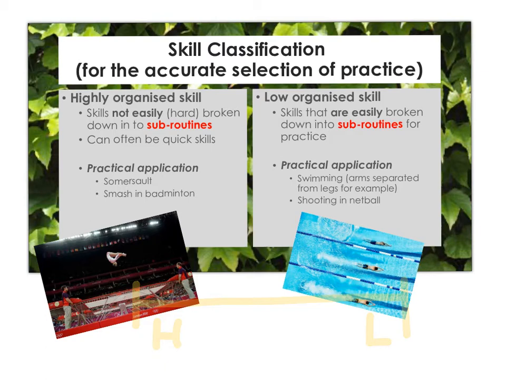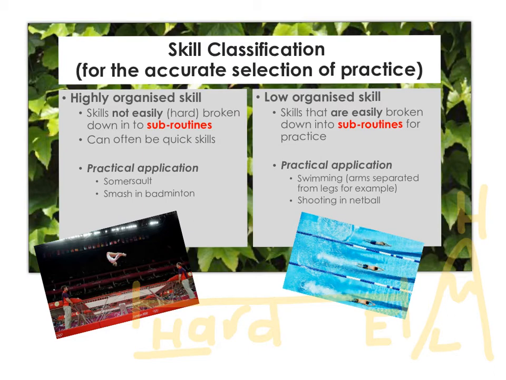In a highly organised skill it's very difficult to break those subroutines down and to identify them, and that's because they're often very quick skills or what we might call ballistic skills. An example of these would be a somersault or a smash in badminton. We remember the difference between the high organised skill and the low organised skill by the first letter. If it's highly organised, it's hard to break down. If it's a low organised skill, then it is easier. I think of it as a mountain: if you're high up, it's hard, and if you're low down, it's easy.